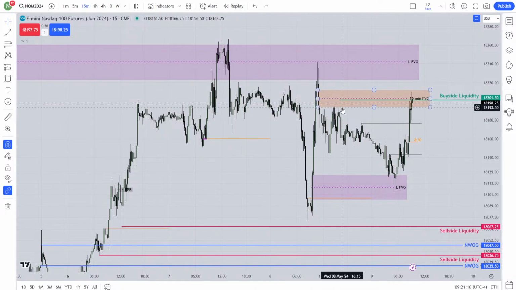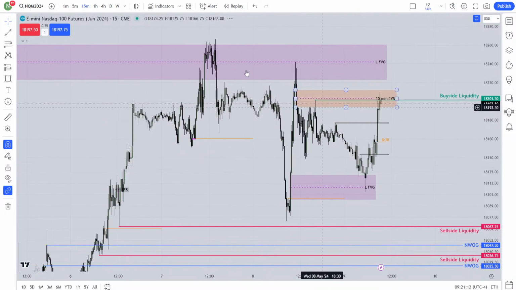Do you have any buy side liquidity? No, I don't see any buy side liquidity. Is there any buy side liquidity, relatively equal highs or something like that? No, I don't see anything. Do I have any sell side liquidity? I have this plain sell side liquidity over here.